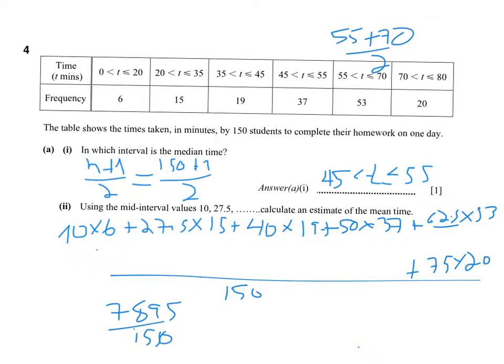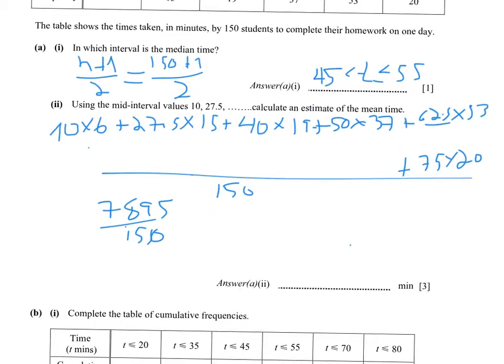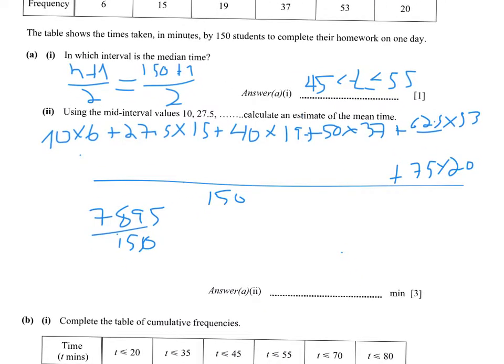The approximate mean is 52.633333 recurring. That's not approximate, that's exact. Well, again, it's approximate because we had the midpoint situation. So I'm just going to round it to 52.6 minutes. Our units are already given for us.